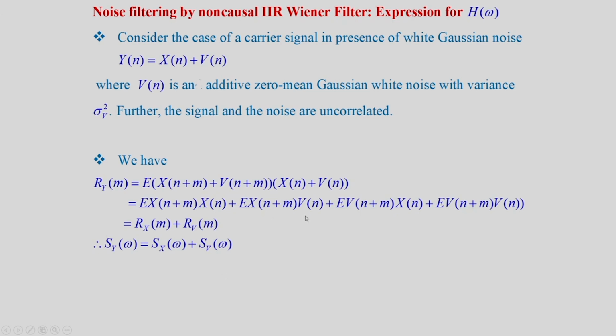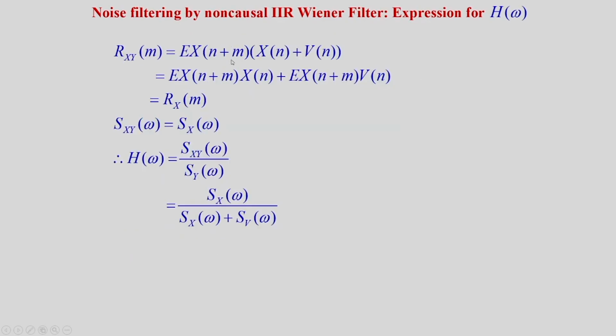Now, signal and noise are uncorrelated. So, this part will become 0, similarly this part will become 0. Therefore, we will have this is R_x(m) plus this quantity is R_v(m). So, therefore, R_y(m) is equal to R_x(m) plus R_v(m). Taking the Fourier transform, we will get S_y(omega) is equal to S_x(omega) plus S_v(omega). So, this way we can compute the output power spectral density.